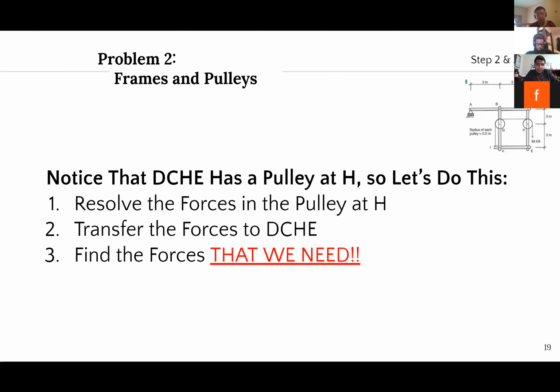So we're going to take the DCHE approach. Notice that DCHE has a pulley at H, so let's do this first. Let's resolve the forces in the pulley at H, transfer the forces to DCHE, and then find the forces that we need on member DCHE. If I remember correctly, I think you got 4 marks just for the pulley transfer last year, so keep that in mind. There's still stuff from the first midterm that really applies.